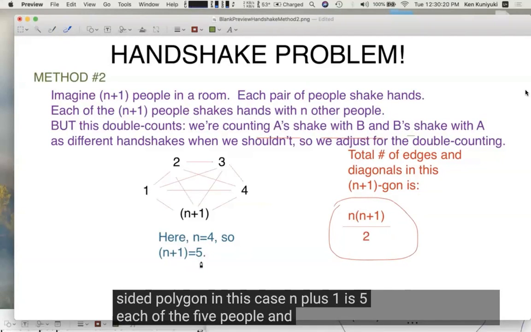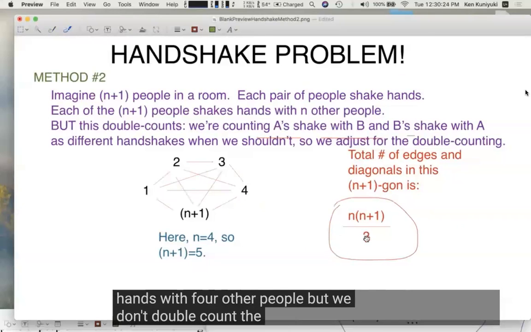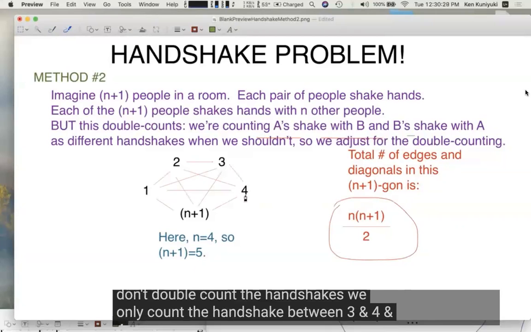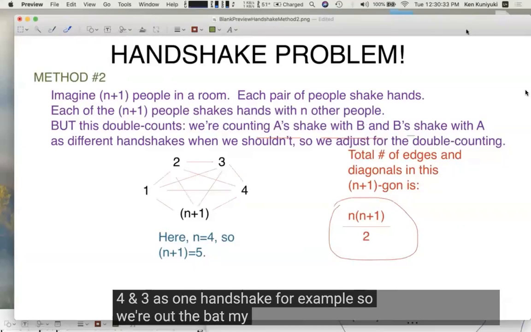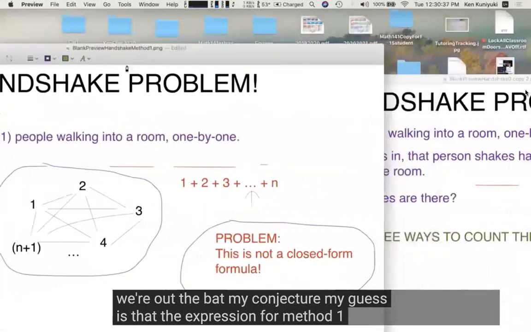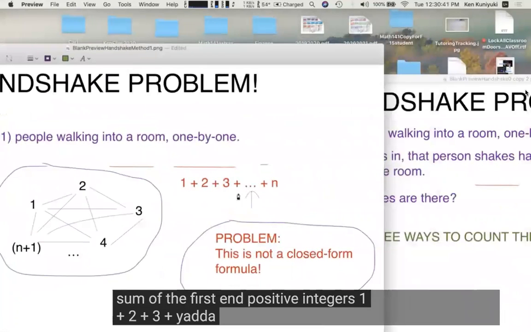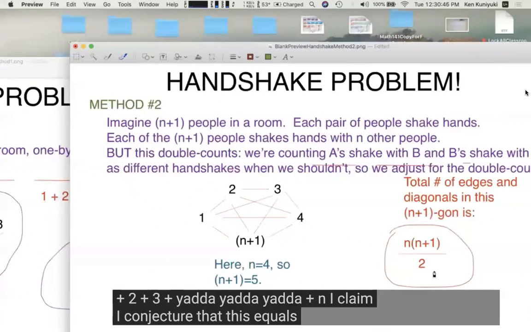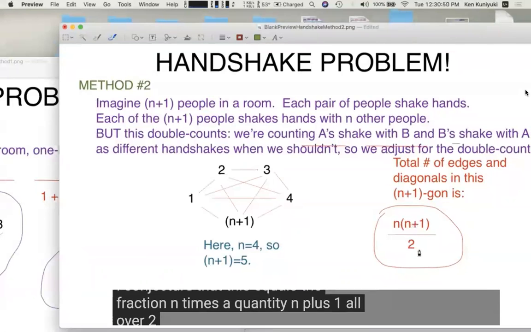Each of the 5 people has shaken hands with 4 other people. But we don't double count the handshakes. We only count the handshake between 3 and 4 and 4 and 3 as one handshake, for example. So right off the bat, my conjecture, my guess, is that the expression for method 1, the sum of the first n positive integers, 1 plus 2 plus 3 plus yada, yada, yada plus n, equals the fraction n times the quantity n plus 1 all over 2.